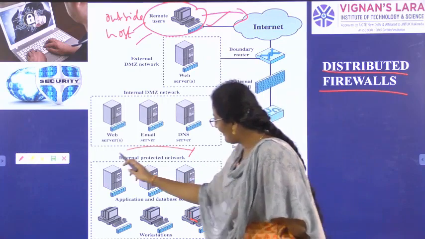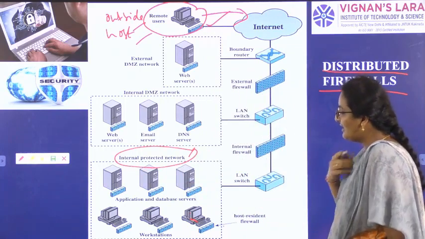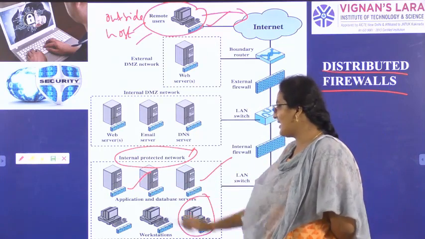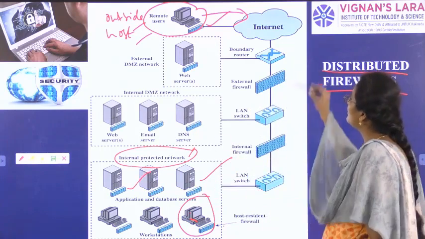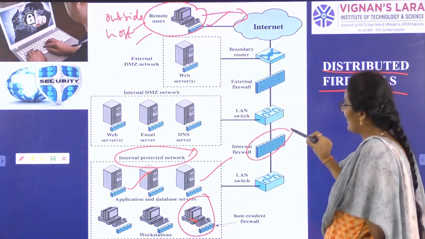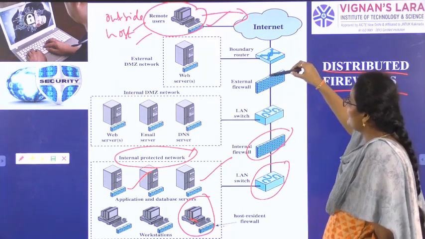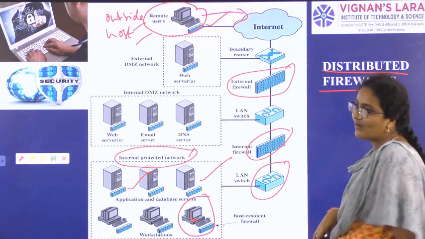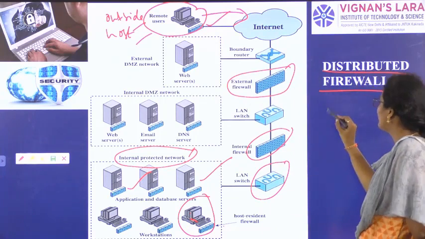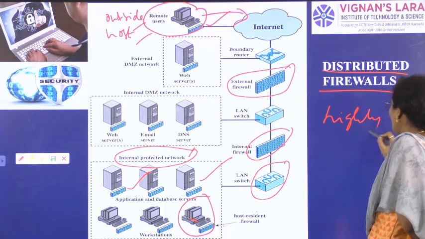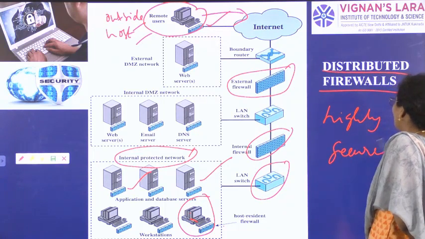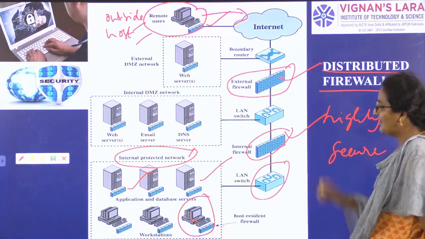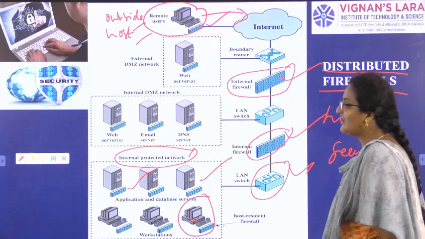Now you are in the internal protected network. In your network, your system is called a workstation. You will have a database and servers also. You will be connected to the internet by an internal firewall and LAN, and from the internet side, we can have an external firewall also. All this structure is called a distributed firewall. It is highly secure because we have an external firewall, an internal firewall, LAN, workstations and everything.